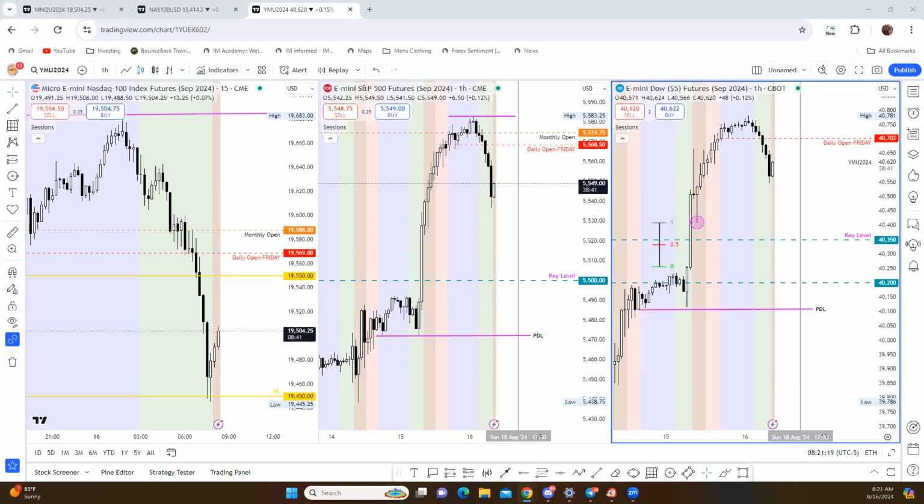Today is Friday, August 16th, 2024, and what we're looking at is dollar index and the futures market.